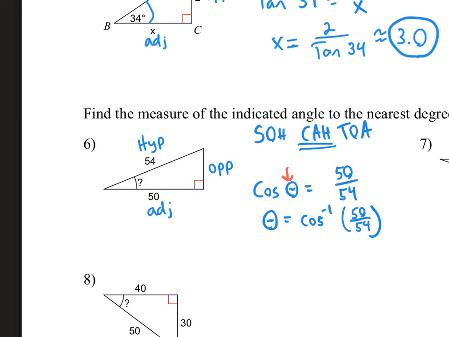50 divided by 54. And it says to the nearest degree. So I got theta to be 22.191 or 192. So to the nearest degree, theta is approximately 22 degrees.